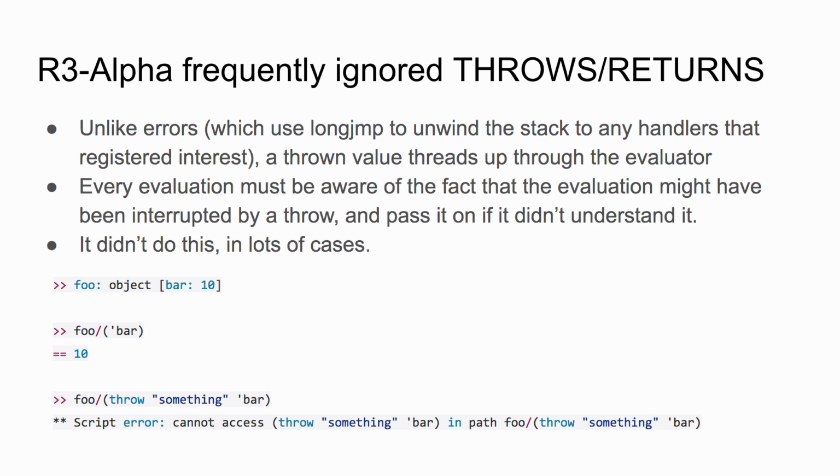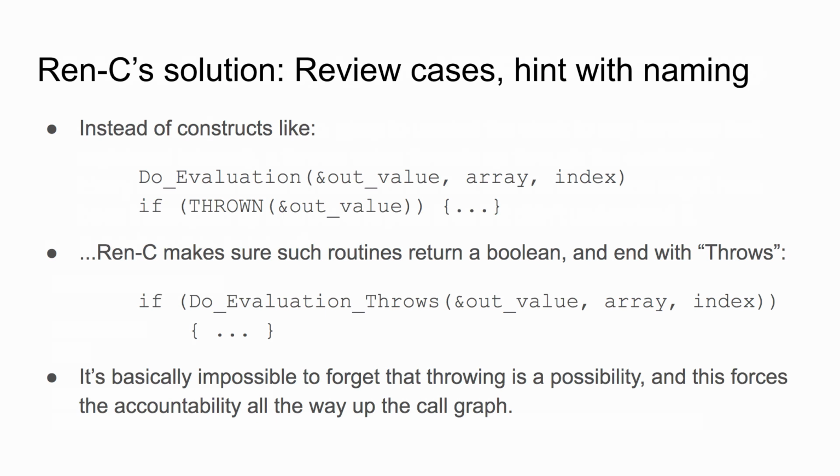There were a lot of cases in which throws would get missed, because throws were part of a return convention, a special kind of value. Ren-C doesn't do that. There is no value for a throw. It comes back as a Boolean out of everything that can throw. So anything that can throw ends in the name throws, which helps you read it out loud and not forget to check the Boolean, because you're reminded by the name and it reads pretty well. Many cases of that were fixed.